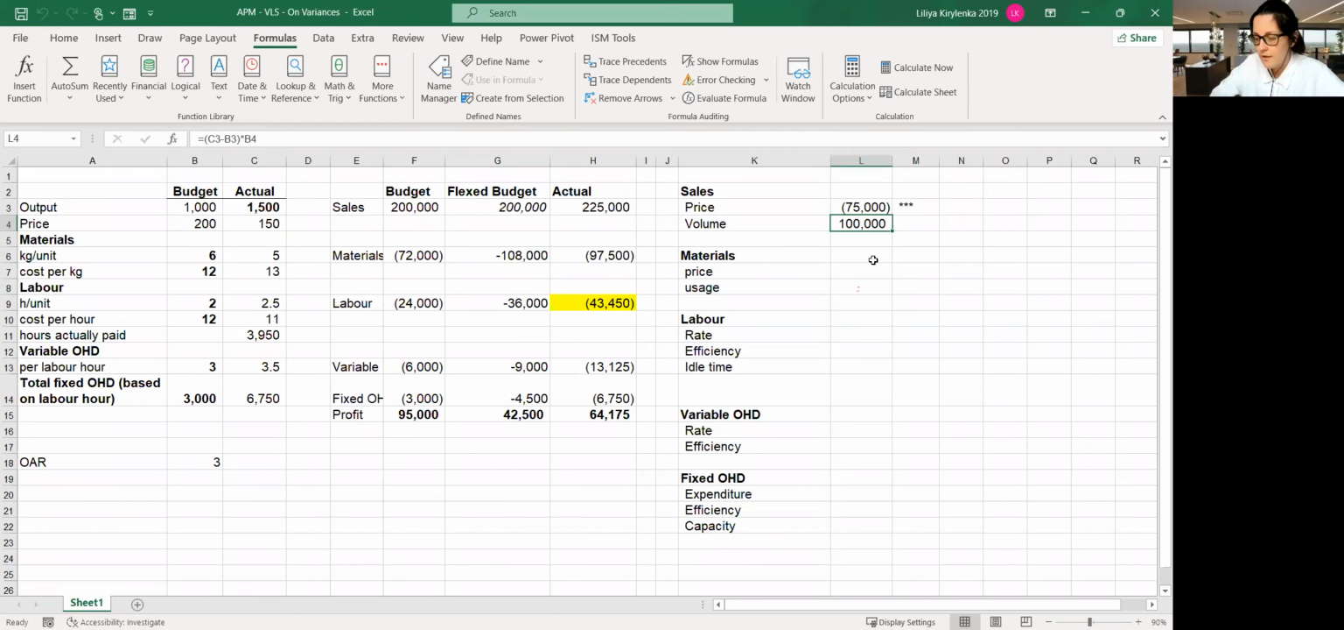Yes. I just want to know why we are using actual in price variance and budgeted in volume variance. What is the reasoning behind it?